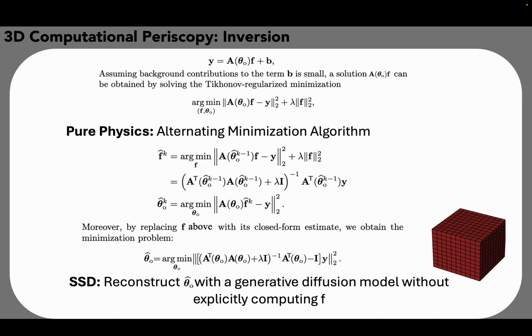With soft shadow diffusion, we reconstruct this 3D with a generative diffusion model without explicitly reconstructing f. By representing theta with a point cloud, we can reduce the computational demand in the purely physics-based approach. We can also reconstruct real-world 3D objects with limited computational and memory demand.